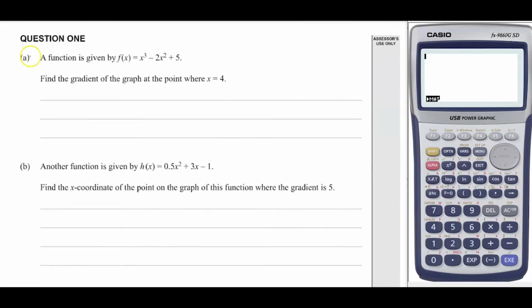Today we are looking at a worked solutions video for the Level 2 Calculus paper from 2020. Let's get stuck in. So for question 1 we've got f of x. We want to find the gradient at a particular point. To find the gradient we differentiate.